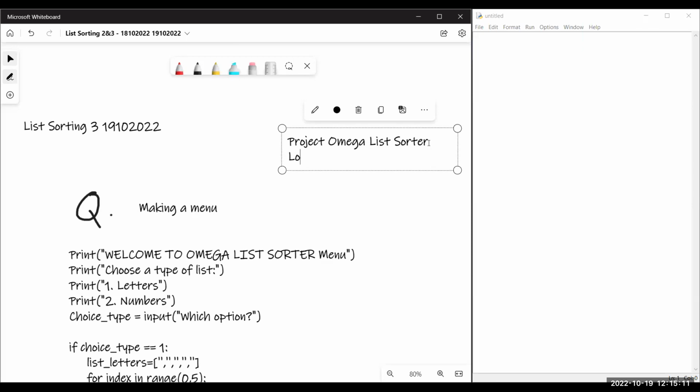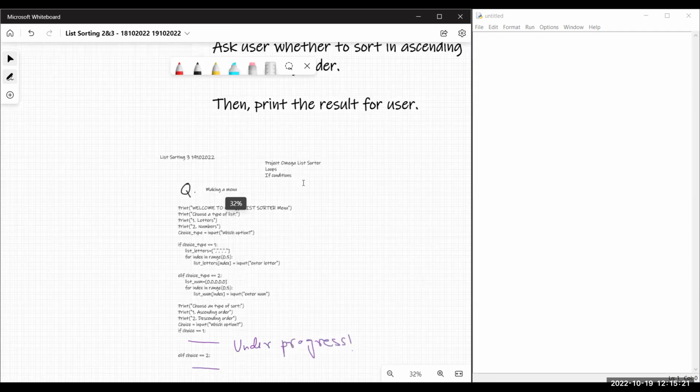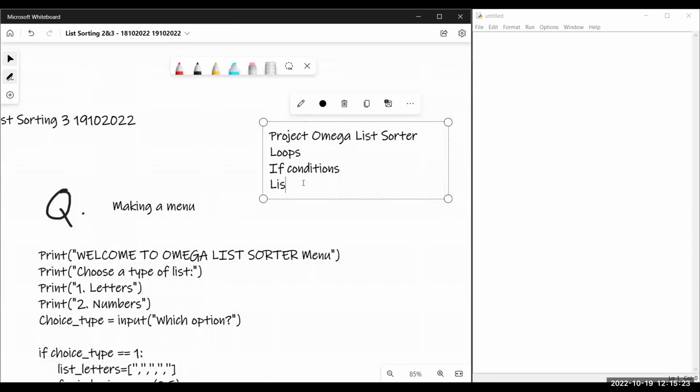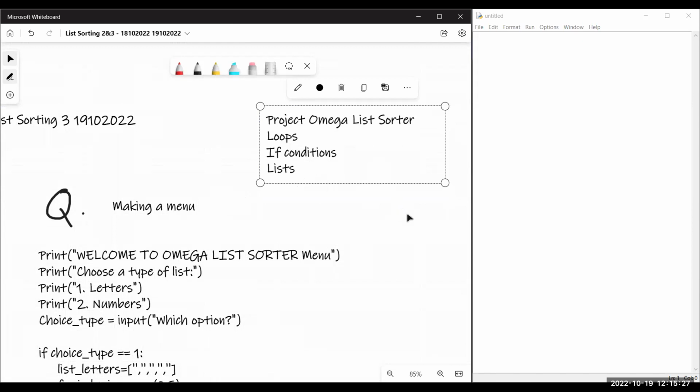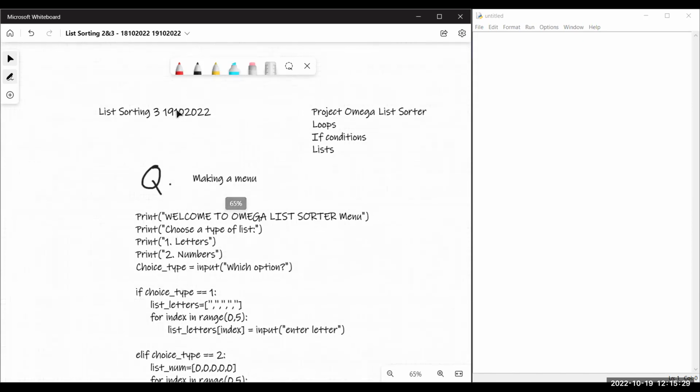So in this project about the omega list sorter, we need loops, we need if conditions, we need functions. Not really functions, no functions. But we do need lists as well. So this is all we have done. We're not taking functions in this project because that would make it very difficult. But let's try doing this one.